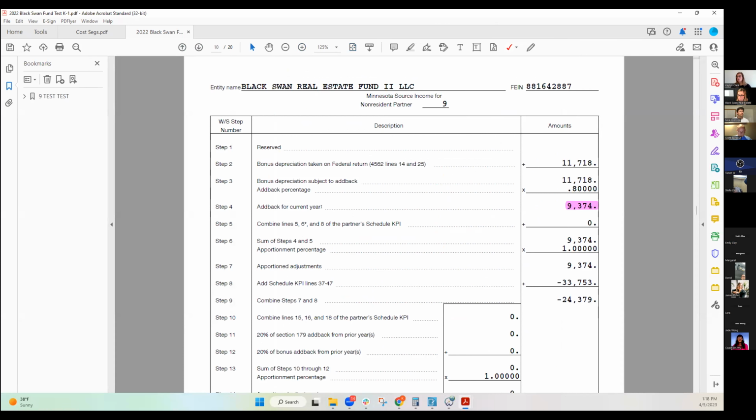And at the state level, you're required to add it back. Now, every state is different. It's not the same add back for each state.